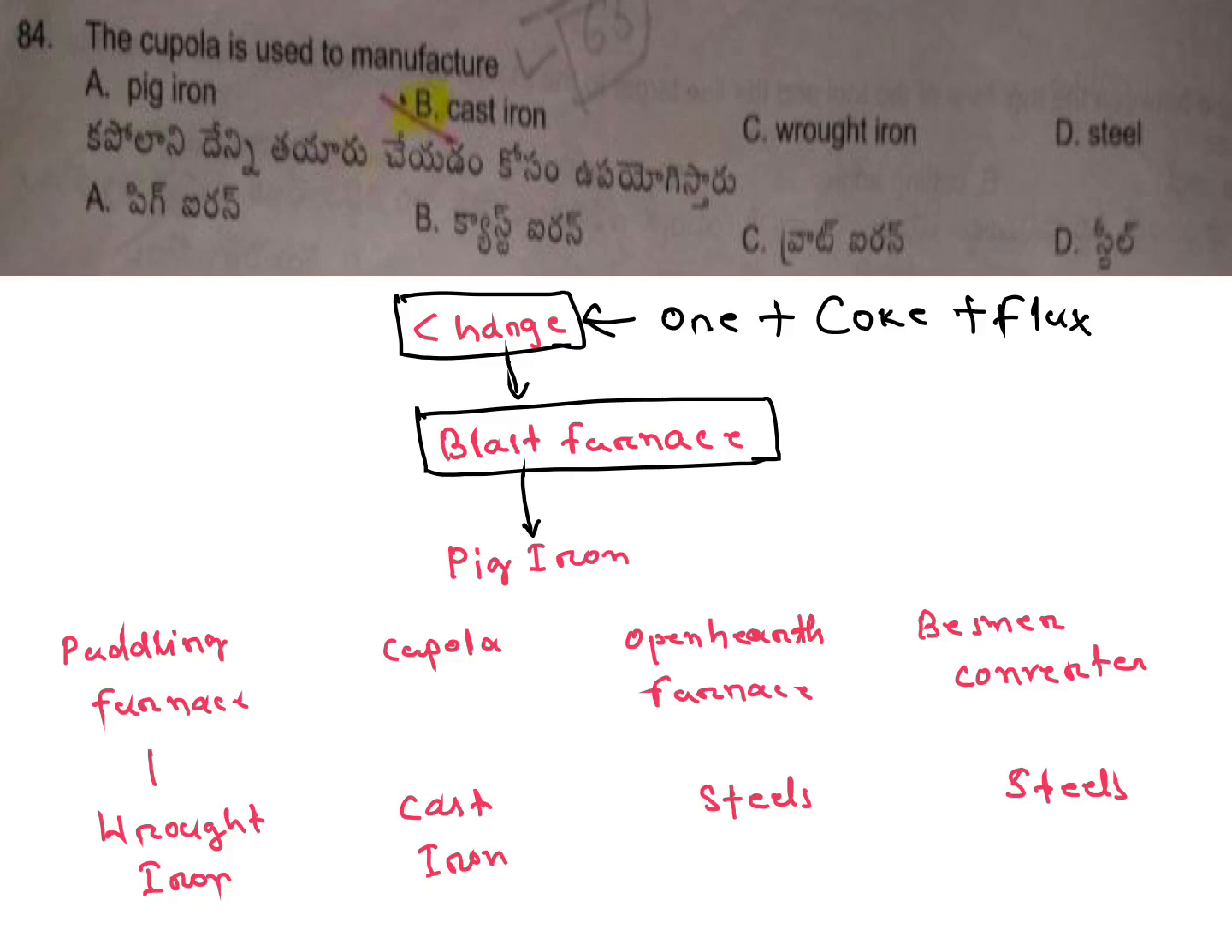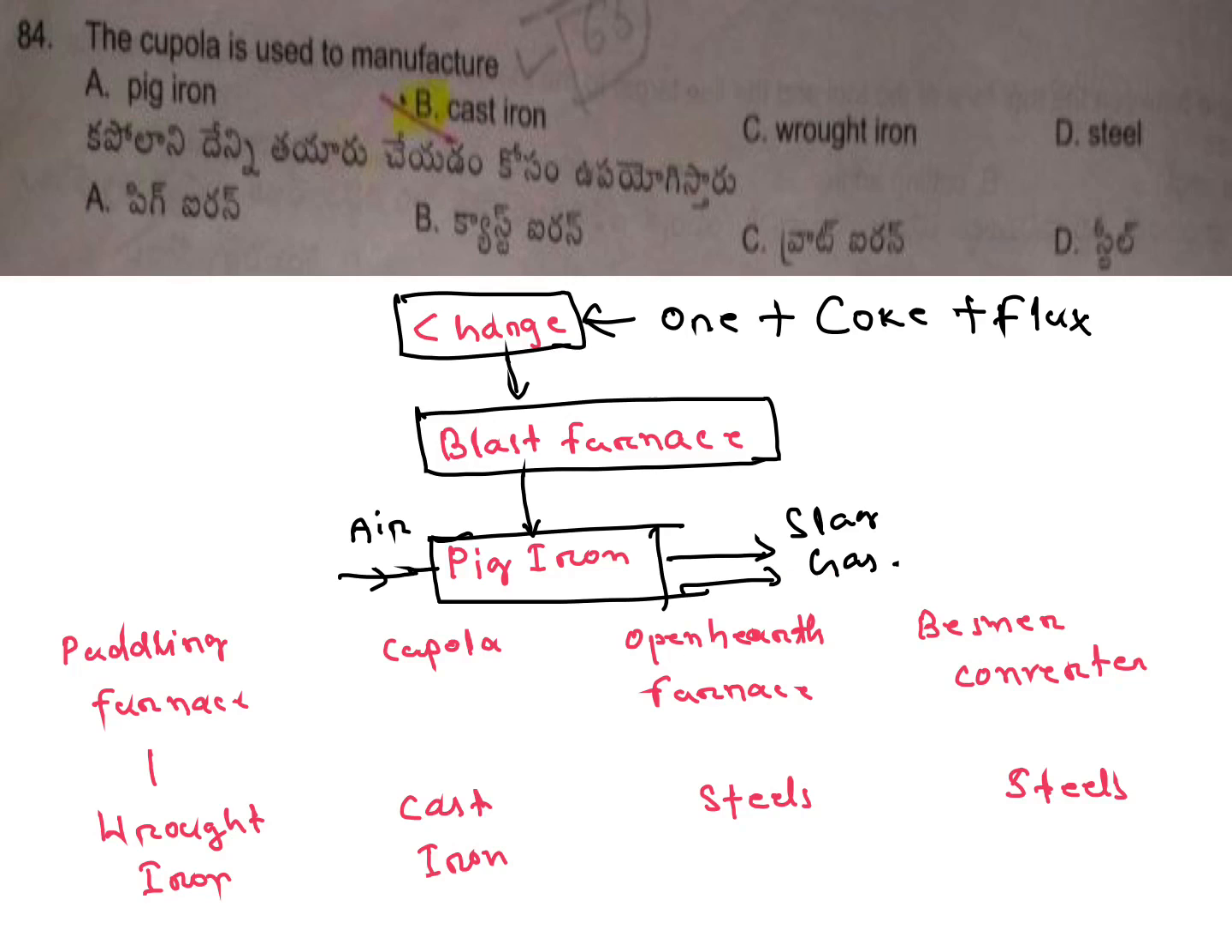Here we are also mixing air, and we get slag and gas. Then from pig iron, for different furnaces, you will get different products. If you use it in a puddling furnace, you will get wrought iron. If you take it to a cupola furnace, you will get cast iron. In an open hearth furnace, from pig iron, you will get steels. And in a Bessemer converter also, from pig iron, you will get steels. All four are important for all examinations.